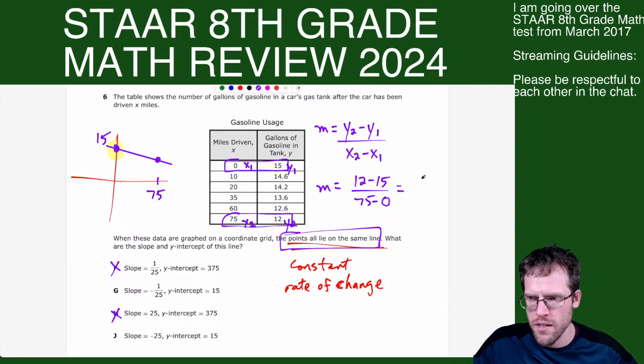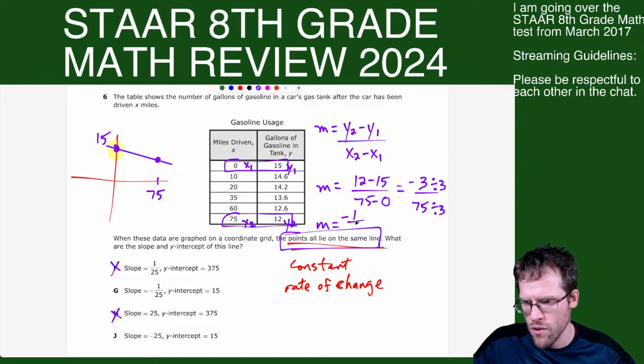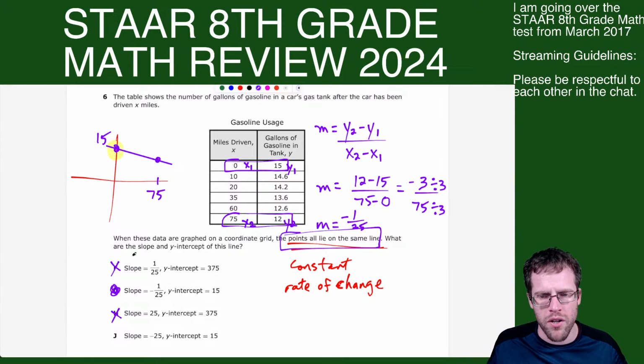12 minus 15 is negative 3 over 75. And now if I divide the top and bottom by 3, I'm going to get the slope equals negative 1 over 25. Okay, so choice G would be our answer.